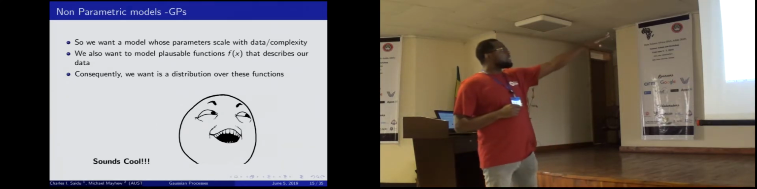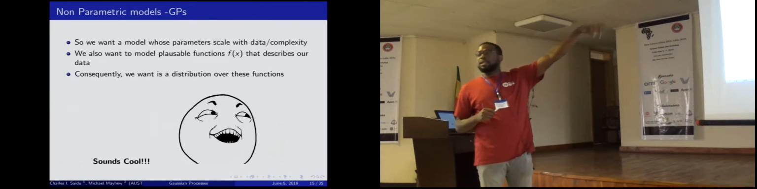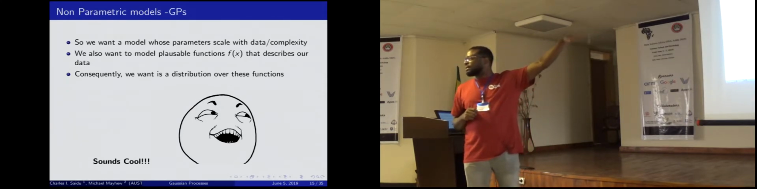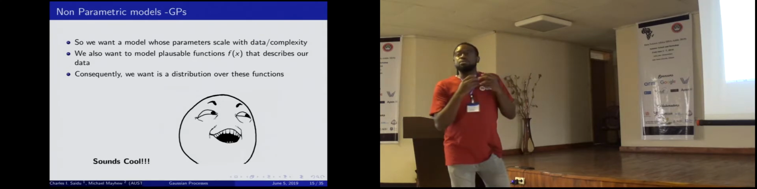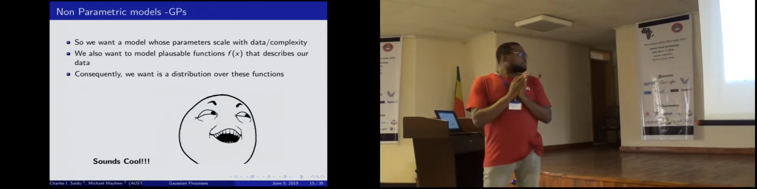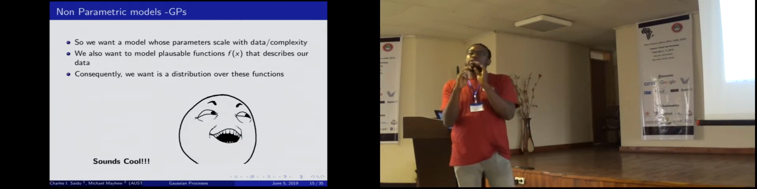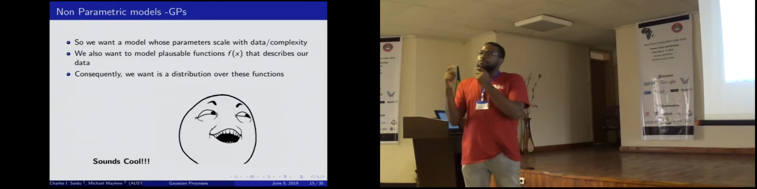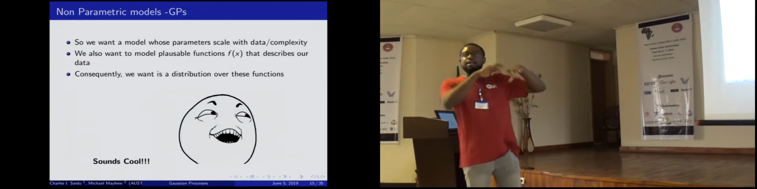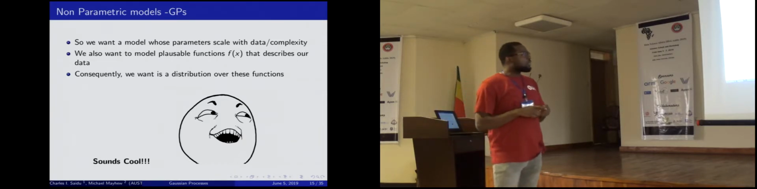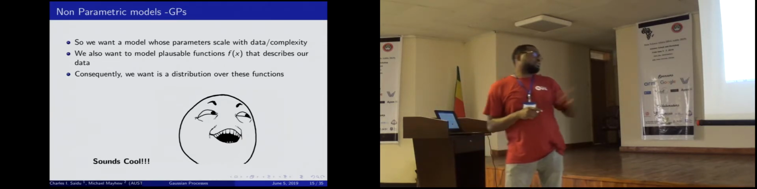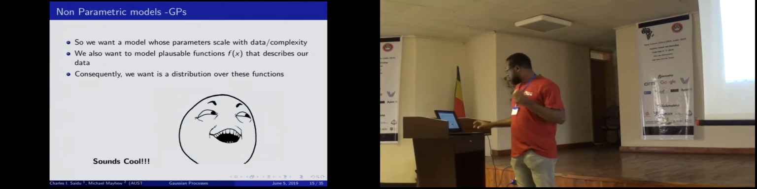So what we want is a model whose parameters scale with the complexity of the data. We also want this model to possibly give a distribution over functions that will try to describe the data that you just saw. So consequently, we want that distribution. It sounds cool, right? So how do we do it?